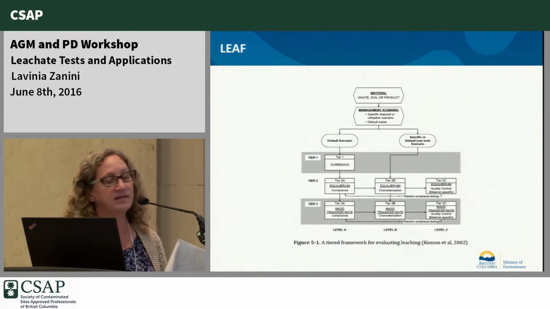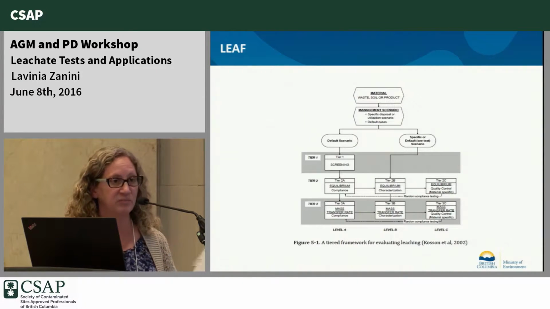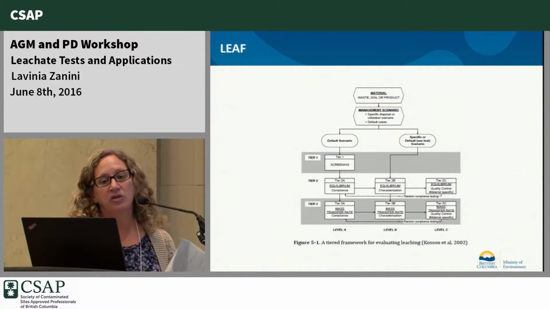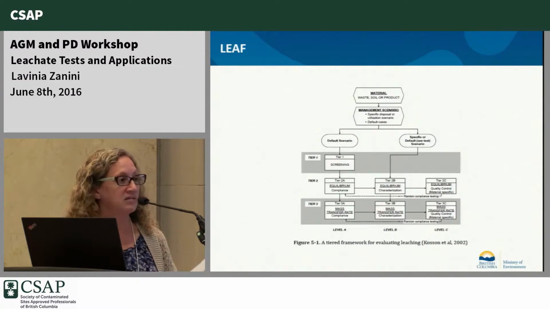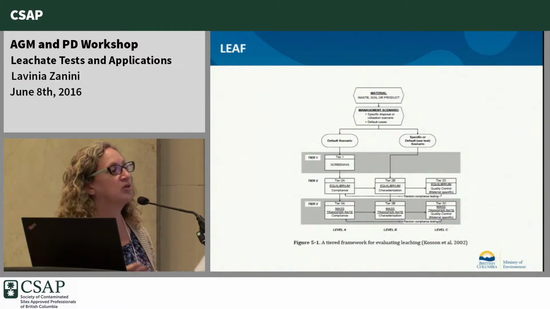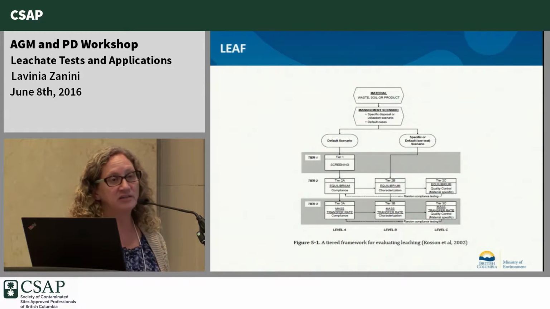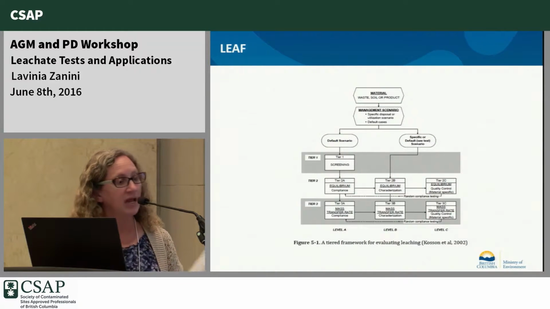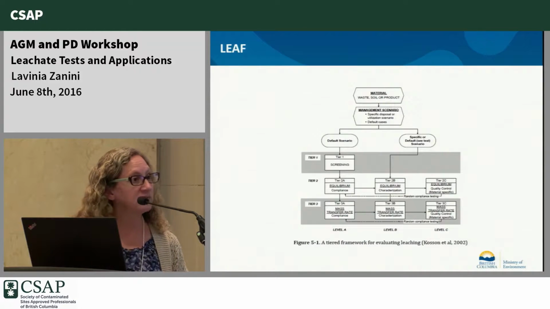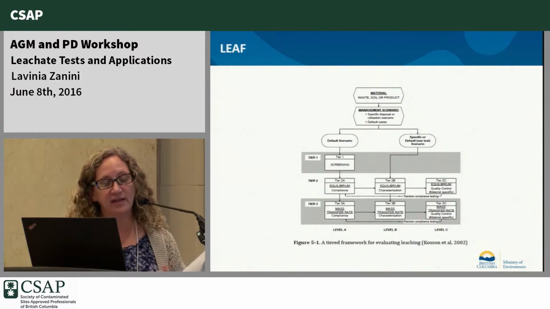Tier 1 is a screening level assessment. This would be the most conservative assessment. You don't have a lot of site-specific information. You would use your most aggressive leaching test, and you would also use a correction factor. So you would get a leachate concentration, multiply it by the correction factor, and then compare it to your groundwater standard. That's Tier 1.